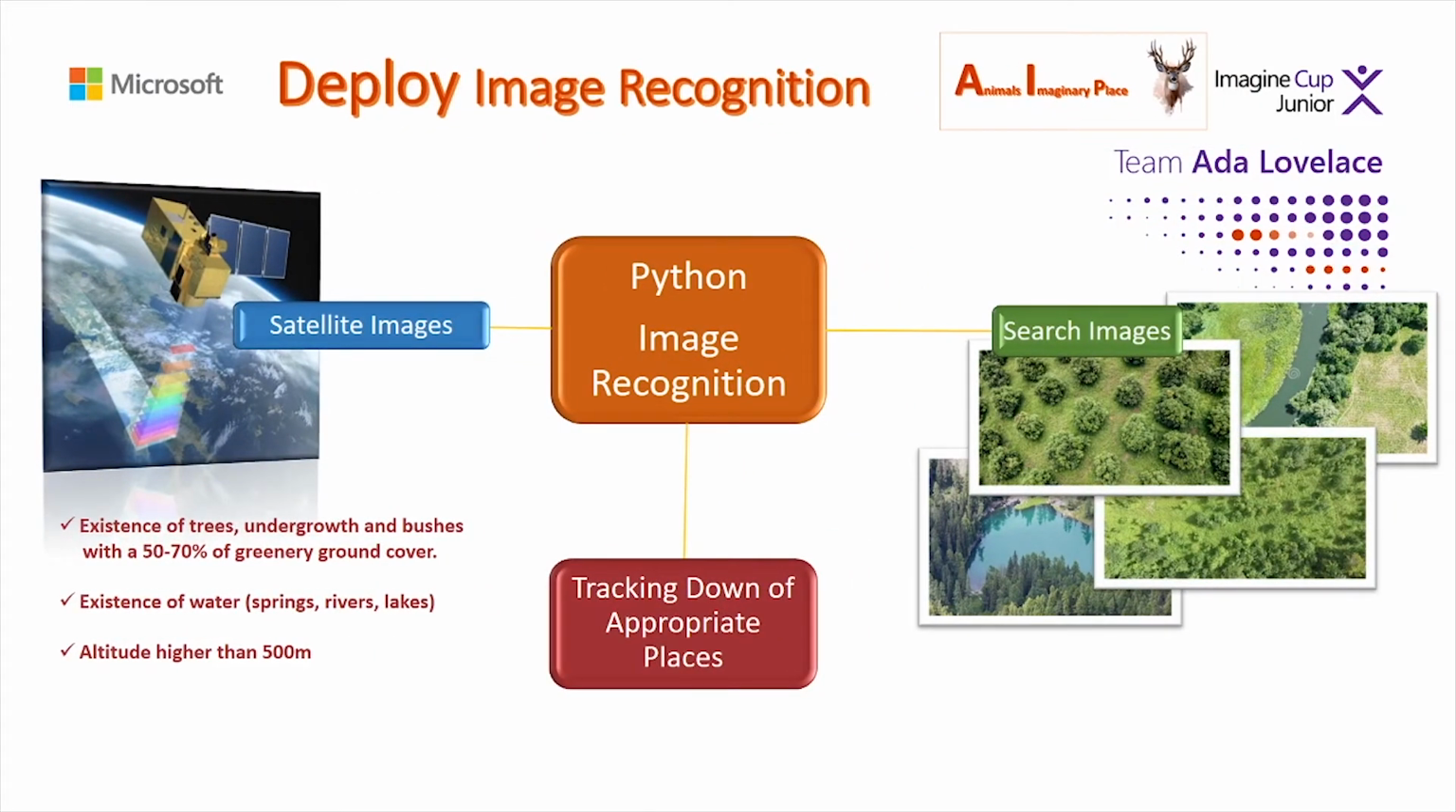A search is initiated in the vicinity of Greece through satellite images for the tracking down of appropriate places which fulfill the prerequisites which resulted from the decision tree. These prerequisites are existence of trees, undergrowth and bushes with 50 to 70% greenery ground cover, existence of water like springs, rivers or lakes, and an altitude higher than 500 meters.